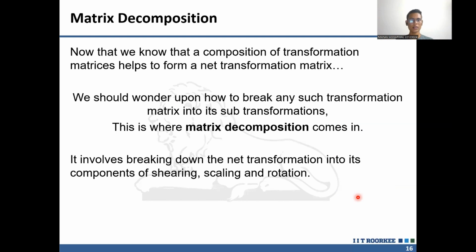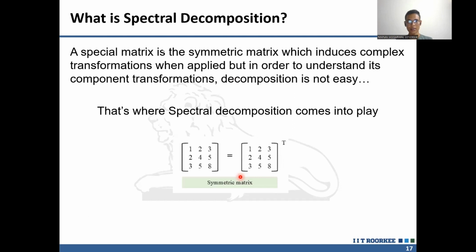Talking about matrix decomposition, finally, we are going to touch the base of spectral decomposition. Now that we know that a composition of transformation matrices helps to form a net transformation matrix, we should wonder how to break any such transformation into its sub-transformations. This is where matrix decomposition comes in. So now you can get an idea of what spectral decomposition means. It involves breaking down the net transformation into its components of shearing, scaling, and rotation. This is what matrix decomposition actually is.